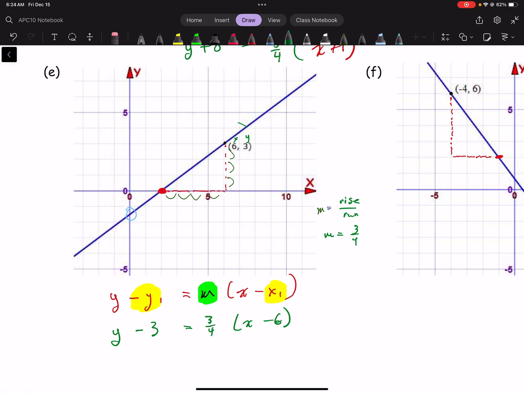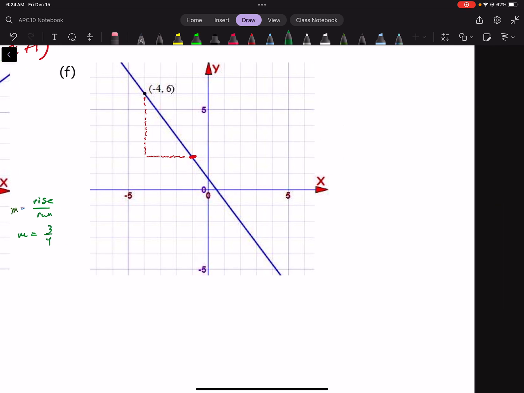All right, next one. Same sort of type of deal. We take a look. We don't have an easily identifiable y-intercept. So probably point slope form is going to be my candidate that I would use. So I'm going to take those x y values, I'm going to plug them in. So y minus 6 is equal to x minus negative 4.